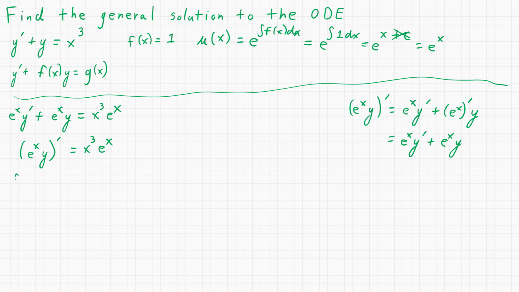Well then, next step is always integrate. So we're going to integrate e to the x y, whole thing prime, dx equals the integral of x cubed e to the x dx. One of these is actually quite simple, or easier to do. The integral and the derivative cancel. We end up with e to the x y equals, this one can be done, but it's not as simple. So this one is x cubed e to the x. We have to do a bunch of integration by parts.